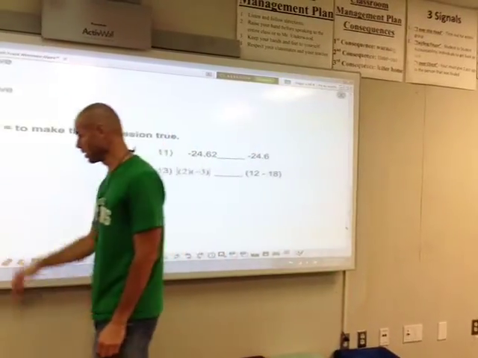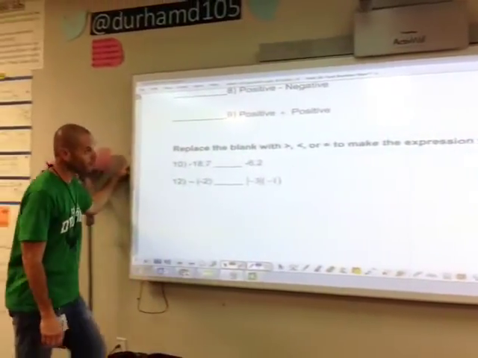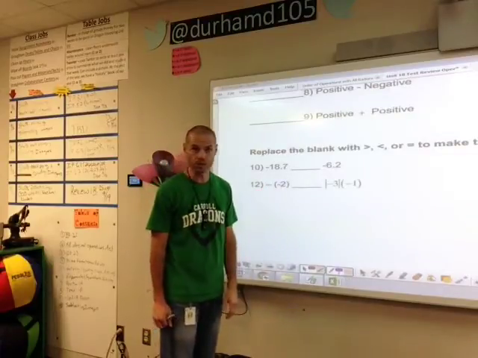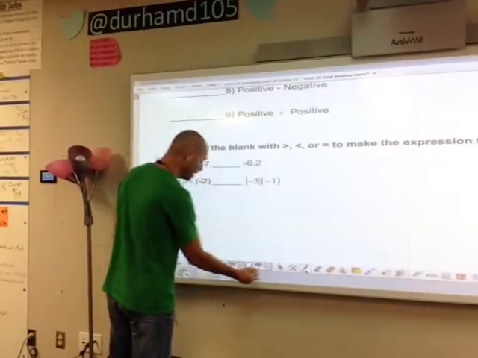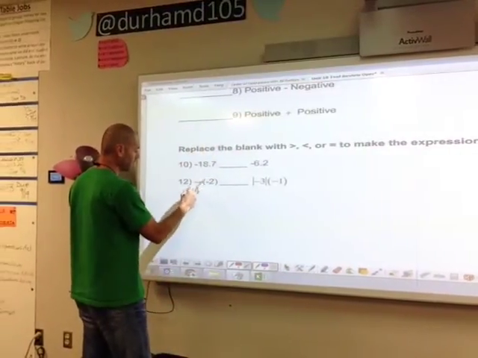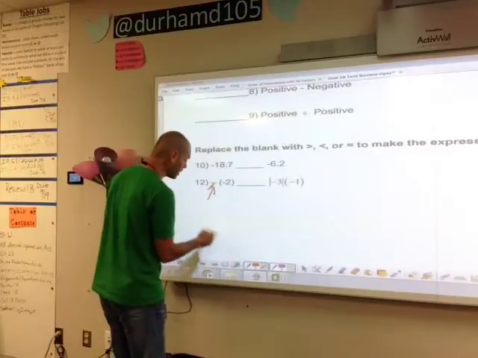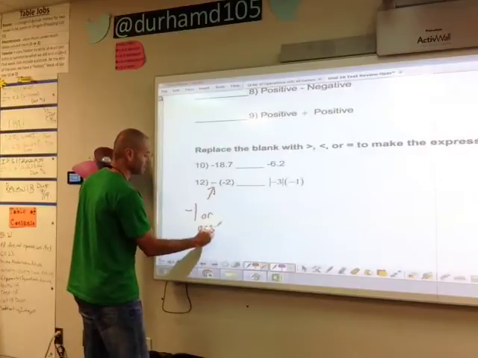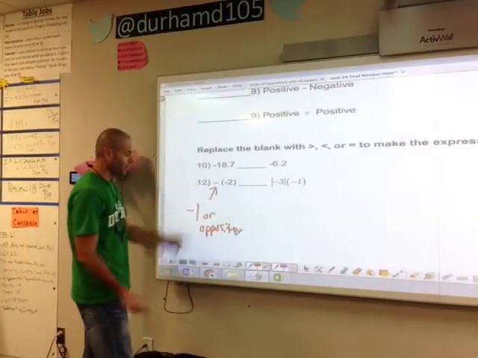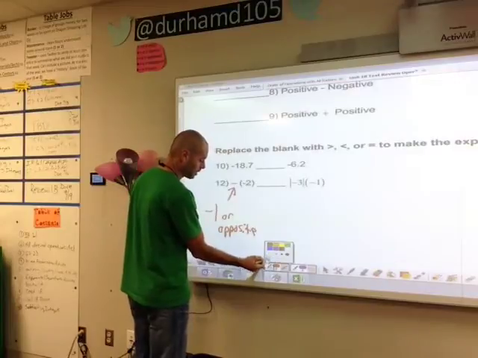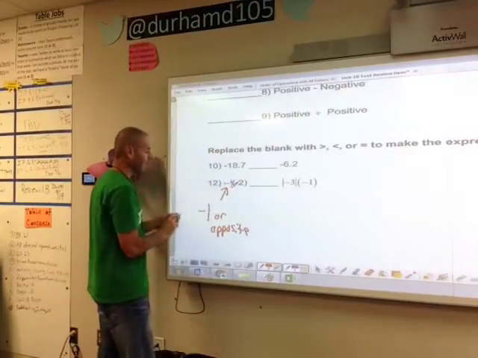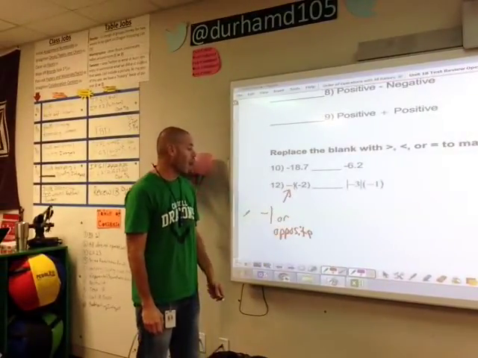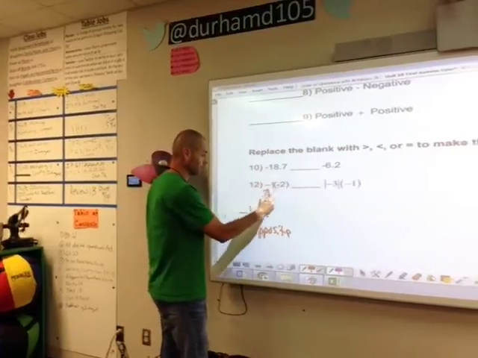So the first thing I want us to look at is question 12 on your review. Question 12 has this negative sign right in front of the parentheses, the -2. What this negative sign means is it really stands for -1, or it stands for the opposite. So there's kind of an imaginary 1 right in front of that. So it's technically -1 times -2. Now we know -1 times -2 is going to be a +2.